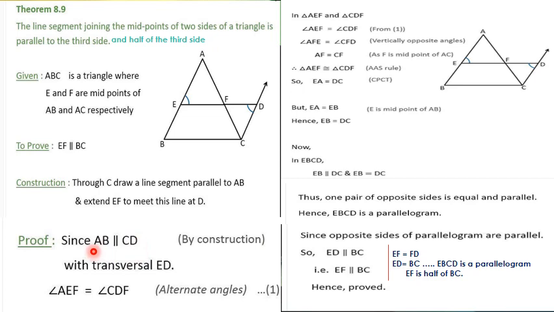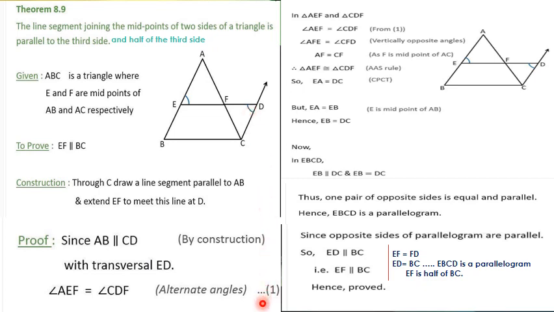Coming to the proof, AB is parallel to CD because we constructed CD in such a way that it is parallel to AB. What will act as a transversal? ED will act as a transversal because these two line segments, CD and AB, are parallel. So EF, that is ED, will be acting as a transversal. So alternate angles are going to be equal, that is, angle AEF will be equal to this angle because they are alternate.